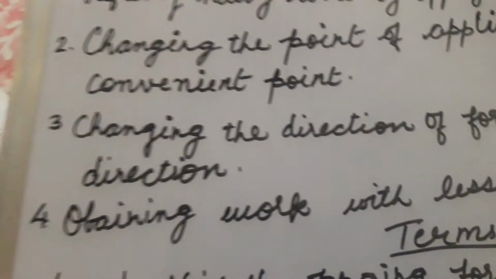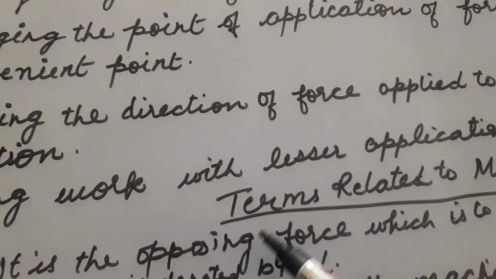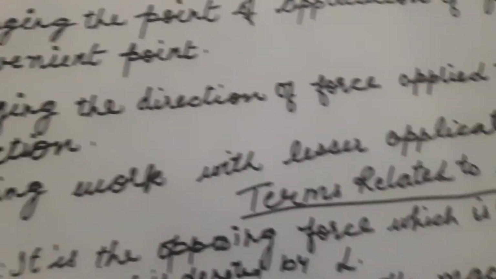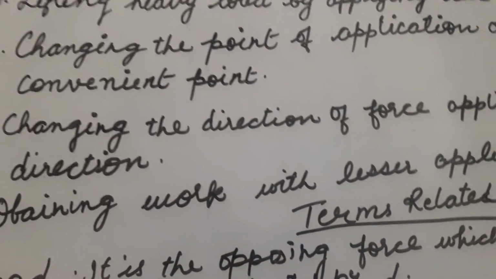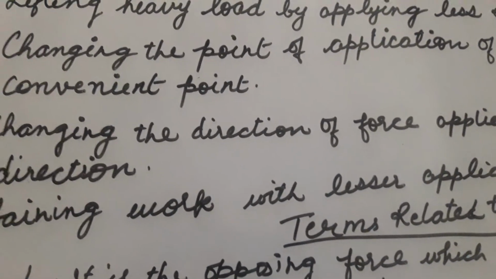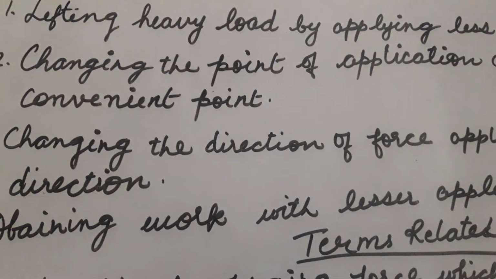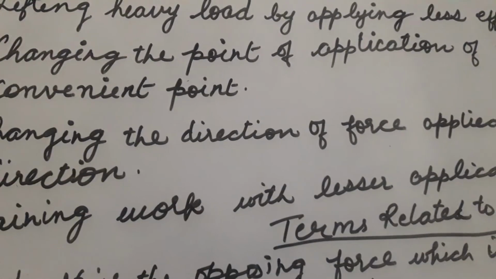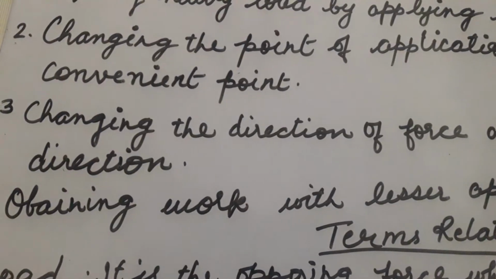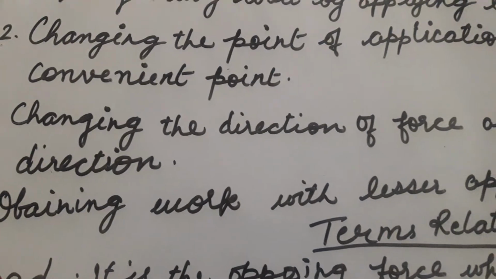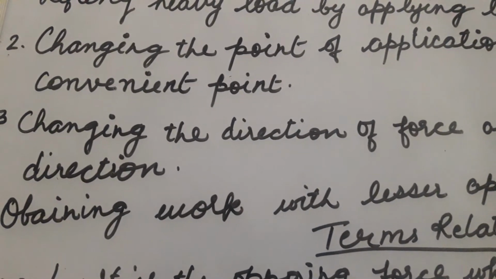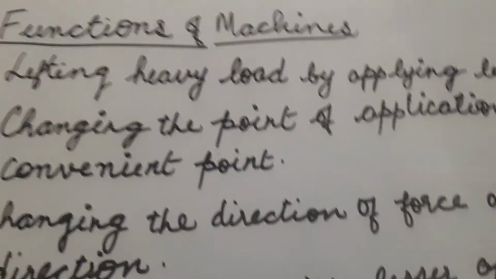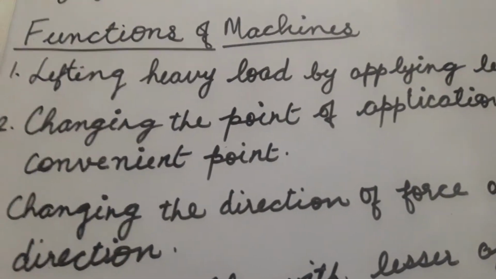The last one is obtaining work with lesser application of force. We have to apply less force. How come? One more example. While using a pair of scissors, we need to move its handle a little and its blades move longer on the cloth to cut it. So this is that only, obtaining work with lesser application of force. Understood? So these are the 4 points which we can say are the functions of machines.